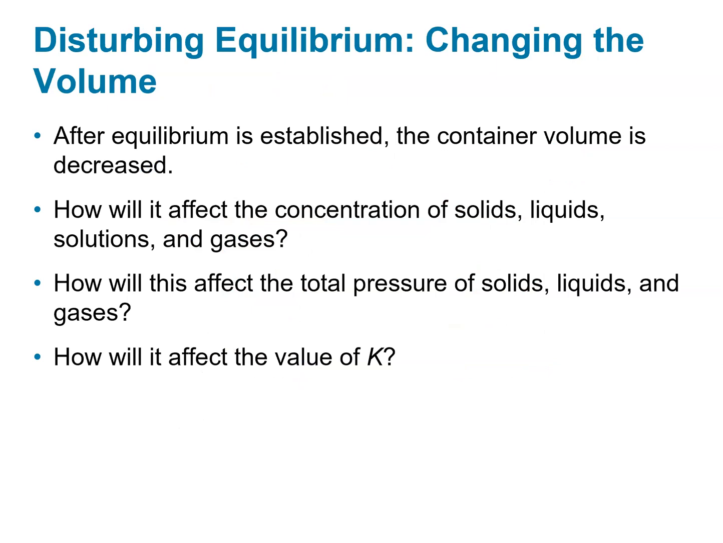What happens if we change the volume of the reaction? So after we establish equilibrium, let's say we take a container and we compress it. So it's all these gases that are reacting, and we suddenly compress the container once we've established equilibrium. What does this do? How does it affect the concentration of solids, liquids, solutions, and gases, say? And how is this going to affect the total pressure? And how is it going to impact K?